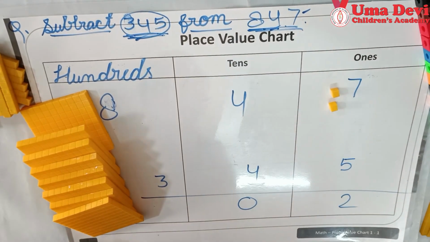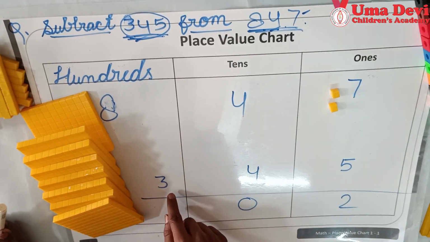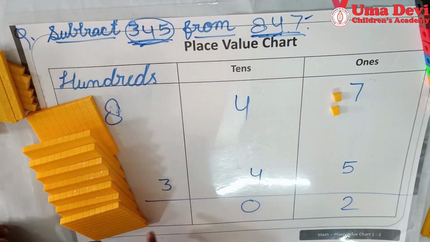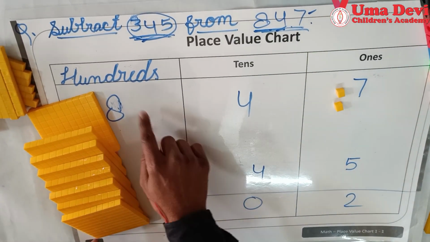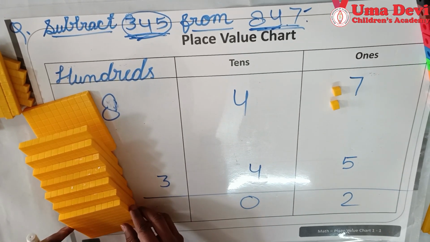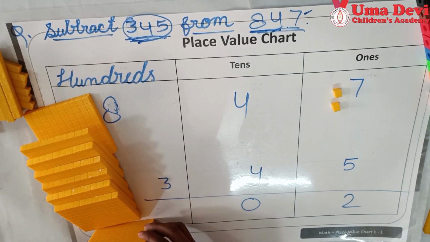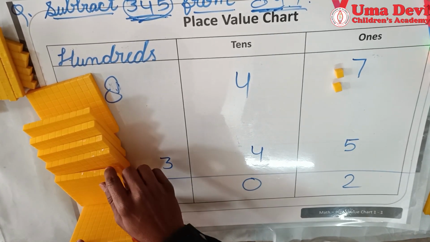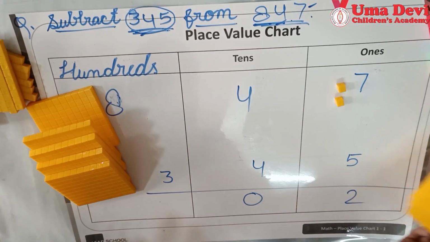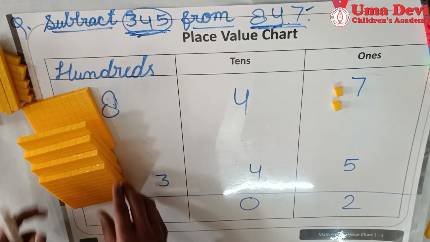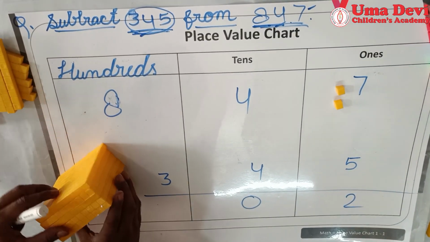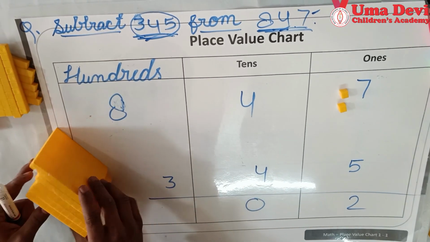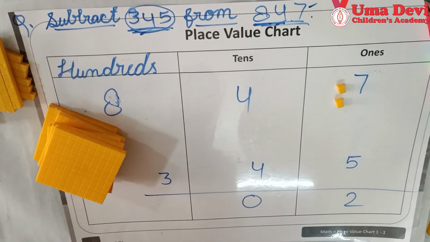And look here, in this there are 3. There are 8 hundreds blocks and there is 3. So we have to subtract 3 from this. So we will take away 3 hundreds blocks. 1, 2 and 3. I have taken away 3. So now count it, how many blocks are left? 1, 2, 3, 4 and 5. 5 are left. So I am writing 5 here.